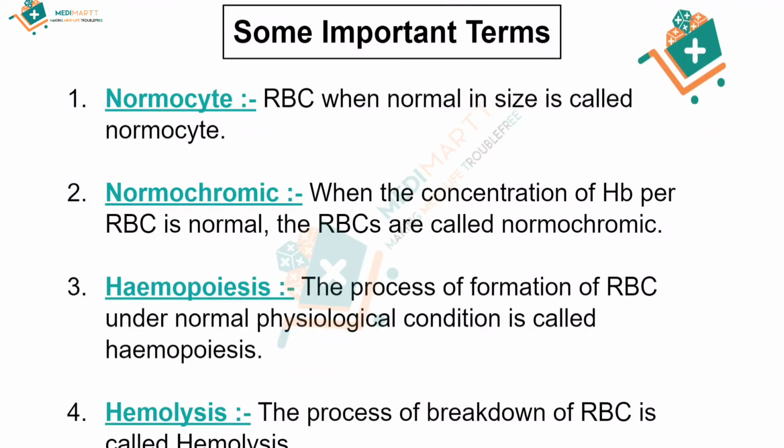Now hemopoiesis. What is hemopoiesis? Basically, the process of formation of RBC under normal physiological conditions is called hemopoiesis. So that's the point about hemopoiesis. These are the important terms and definitions we have to remember, very frequently asked in exams and professional examinations. So please remember them very clearly.